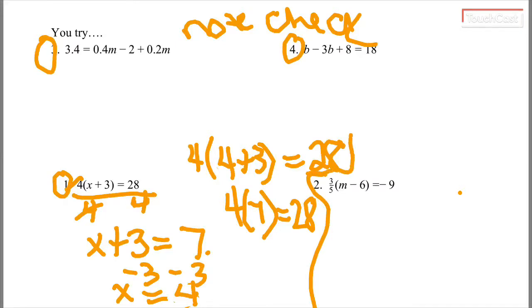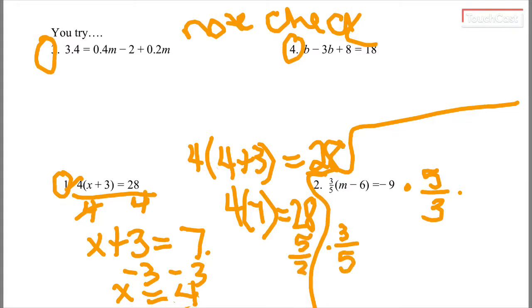Okay, let's do this problem here. Let me make a little room. Okay. So in this one, you have a fraction. That gets a little ugly. You do not want to distribute that fraction. That just gets really messy. So instead, multiply both sides by the reciprocal, because then the fraction disappears, okay? 3/5 times 5/3 simply disappears, right?